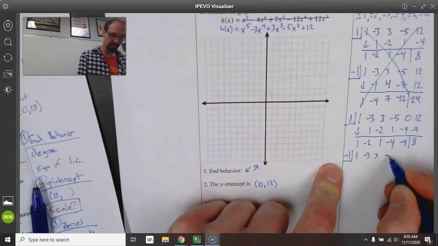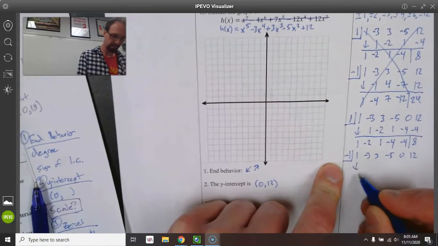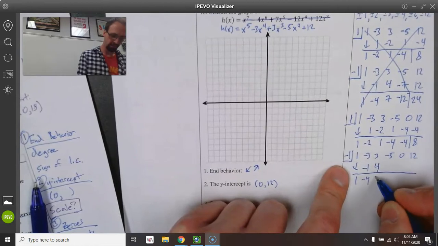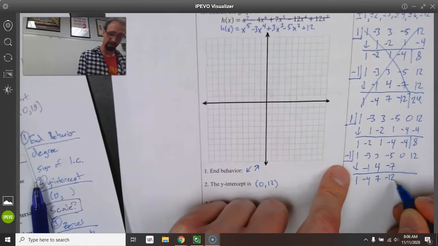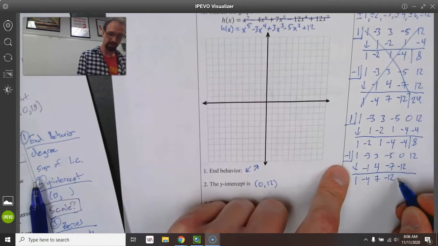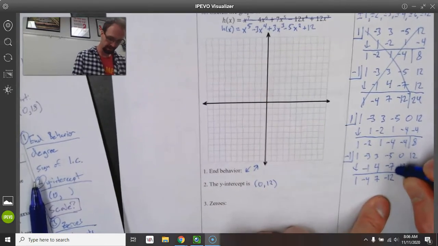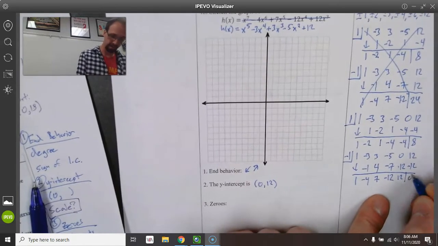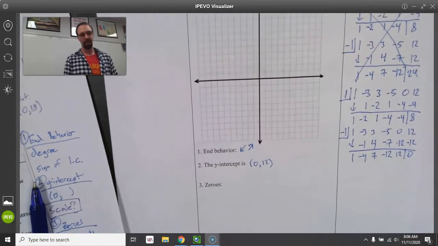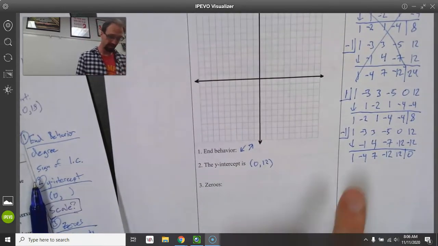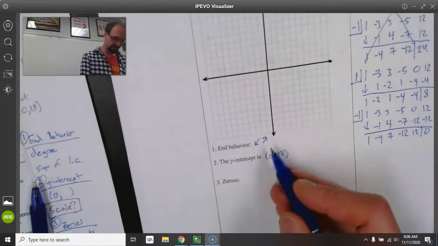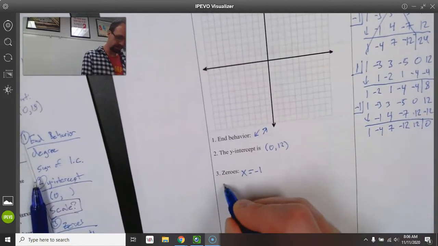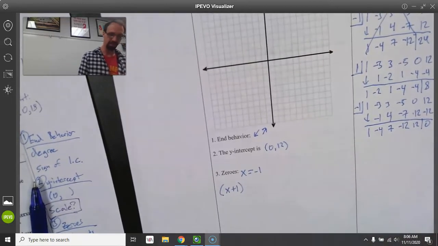1, -3, 3, -5, 0, and 12. Bring down the 1, -1, -4, +4, 7, -7, -12, sorry, +12 here. 0 plus 12 is 12. 12 times -1 is -12. There's the 0 remainder. And now I've taken it from a 5th degree polynomial down to a 4th degree polynomial. And I have one of my zeros at -1, so that means it factors into x plus 1 times something.